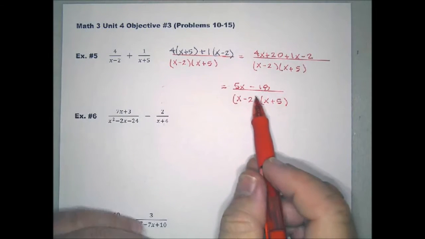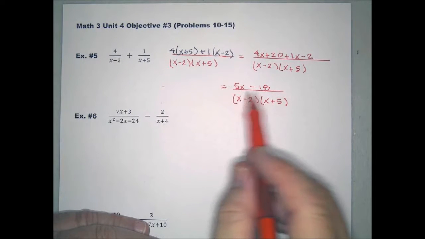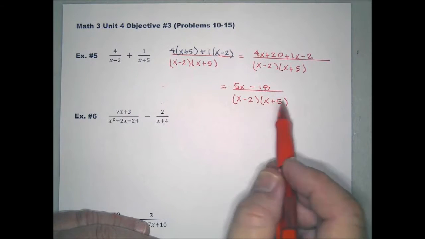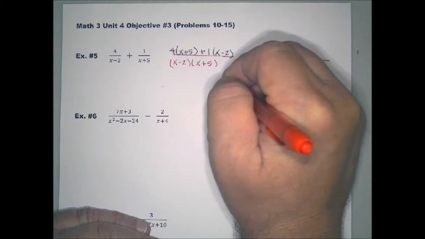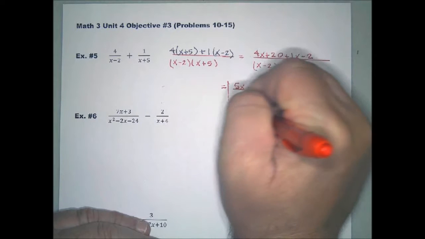Now, if this numerator were factorable, I'd go ahead and factor it and see if anything cancels or reduces, but it isn't even factorable, so that numerator is as good as it gets right now.